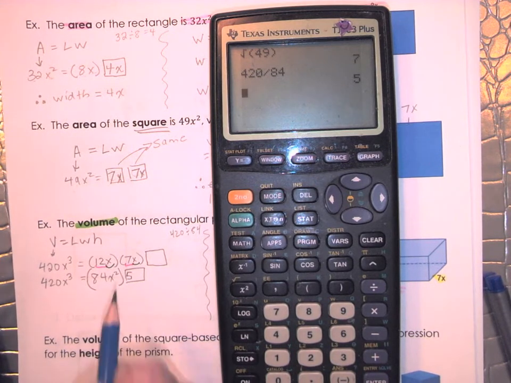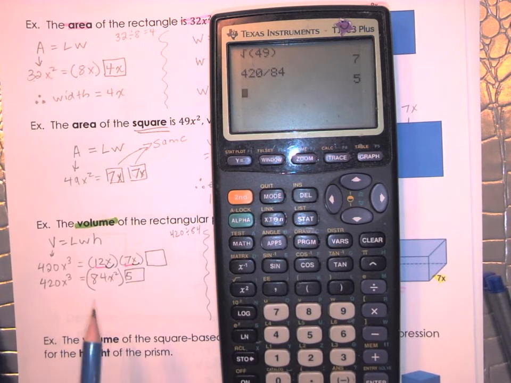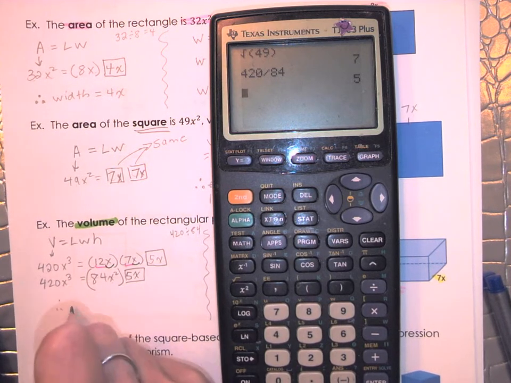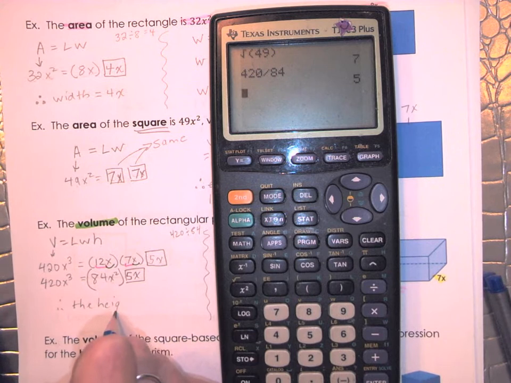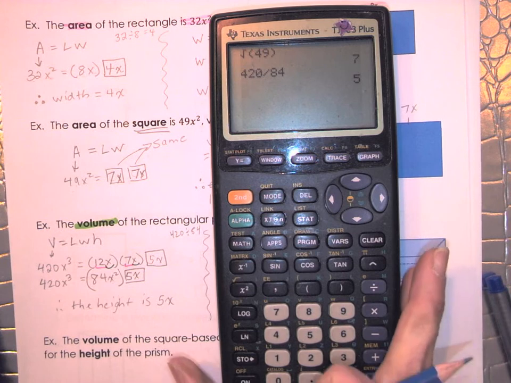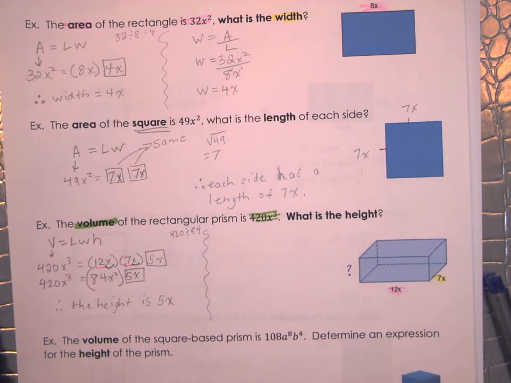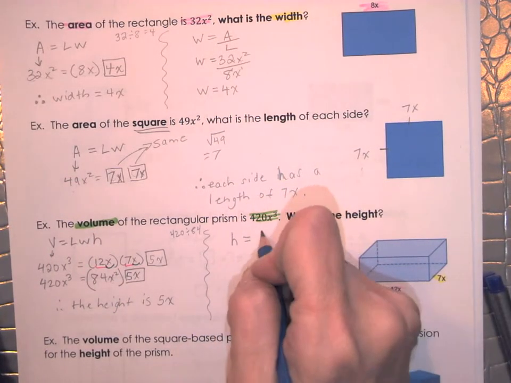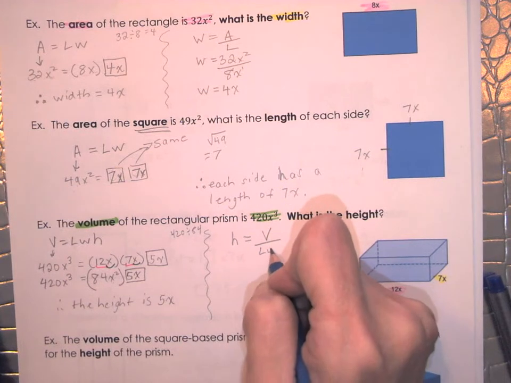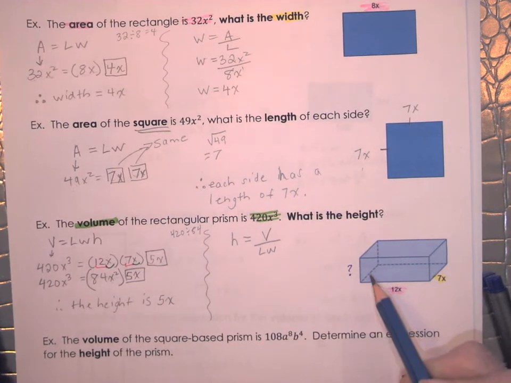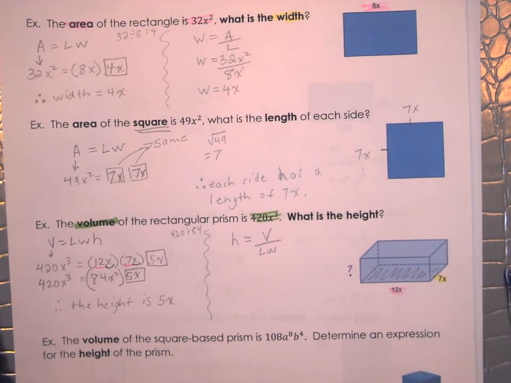So we know the height's going to have a coefficient of 5. And we want to get to x cubed and we have x squared. So we need another x there. So 5x. So therefore, the height is 5x. So there's one way to do it. The other way to do it is using a formula. So if volume is length times width times height, then the height is going to be the volume divided by the length times the width, or the volume divided by the area of the base, which is length times width.